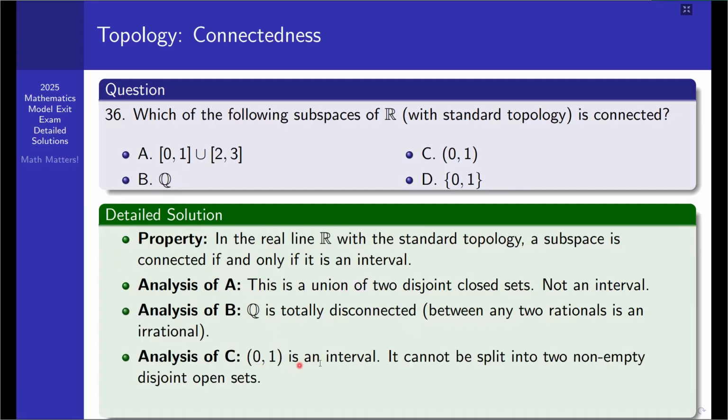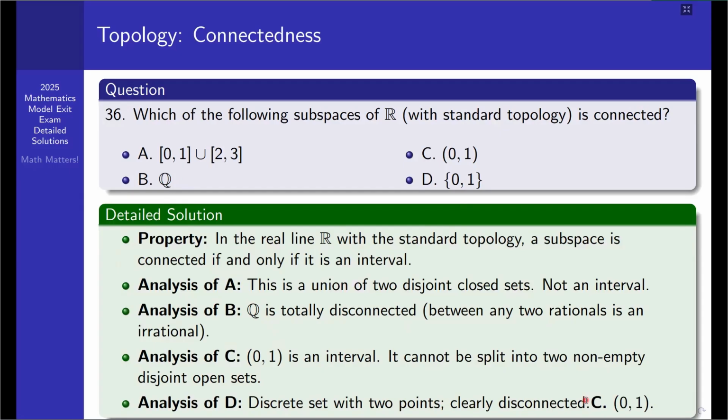C, from 0 to 1, is an interval. It cannot be split into two non-empty disjoint open sets. And the last alternative, D, the set containing only 0 and 1, is a discrete set with two points, clearly disconnected. Therefore, the answer is C, which is 0 to 1.